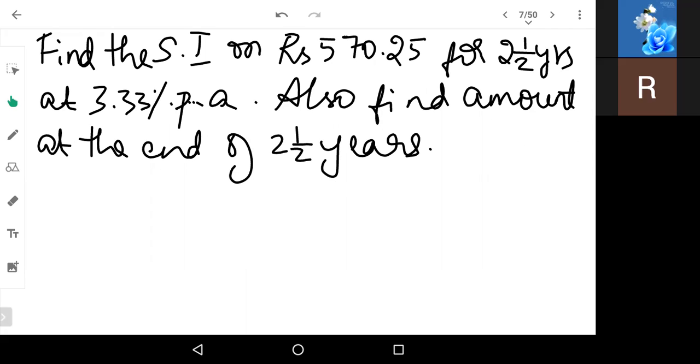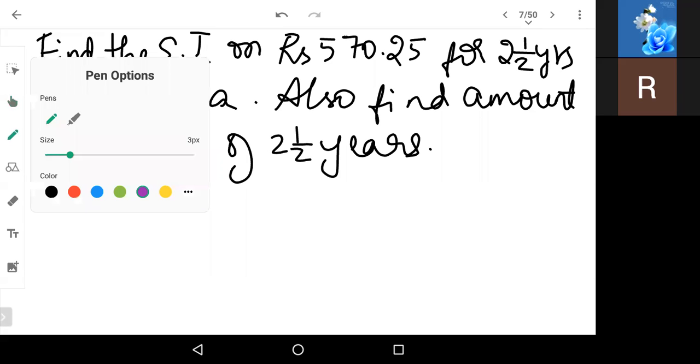Let us read the question once again. Find the simple interest on rupees 570.25. So this is the principal amount. For how many years? 2.5 years. At what rate? 3.33%. And they're again asking us to find the amount after 2.5 years. So let us define the values.